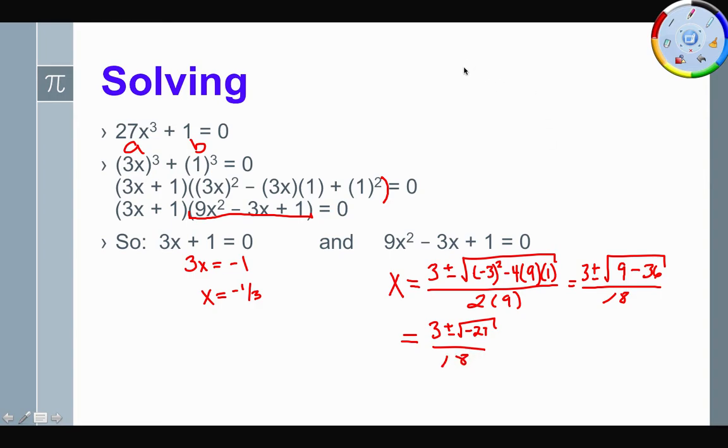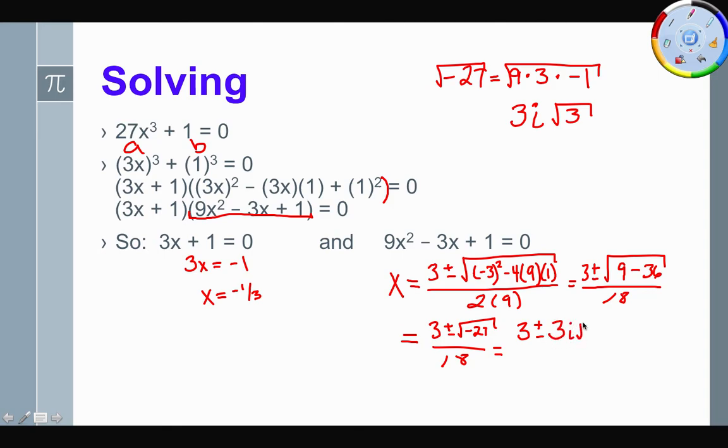What I'm going to remember is that 27 is equal to 9 times 3, and actually negative 27 is 9 times 3 times a negative 1. So if I'm taking the square root of that, the square root of 9 is 3. The square root of negative 1 is i, and the square root of 3 has to stay under. So we can simplify this to 3 plus or minus 3i radical 3, all over 18.